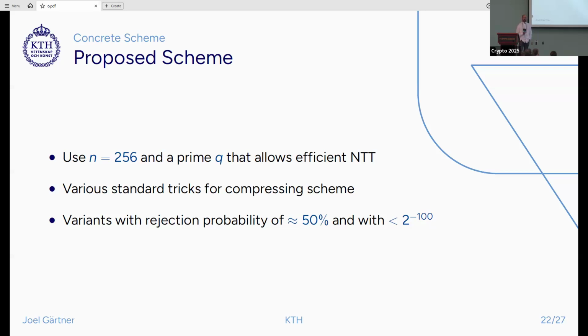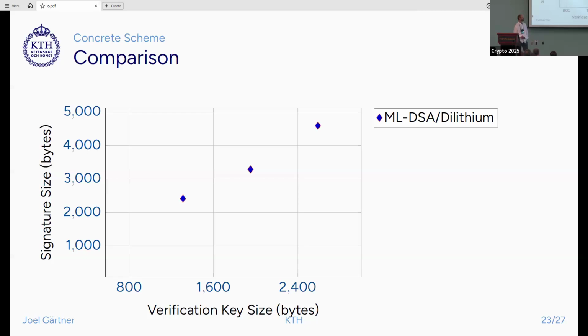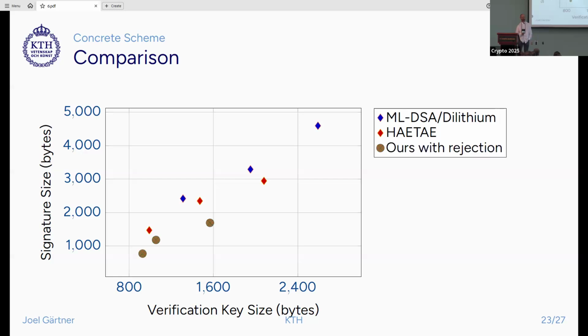And for comparing our scheme to previous schemes, we have this plot here with the signature size on the y-axis and the verification key size on the x-axis. First, we have the three different security levels for Dilithium or ML-DSA. And these can be compared to the compactness of the same security levels for HiTi, which uses bimodal rejection sampling to allow for a more compact scheme. Compared to HiTi, our scheme is significantly more compact. And here is our scheme with rejections, leading to the most compact version of our scheme. And even our scheme without rejection is significantly more compact than HiTi.